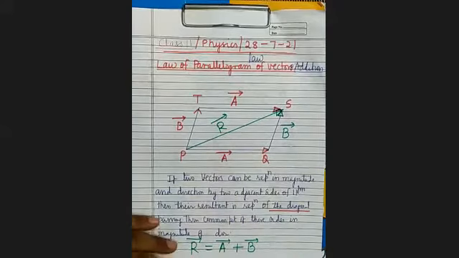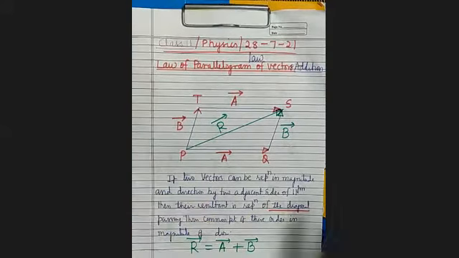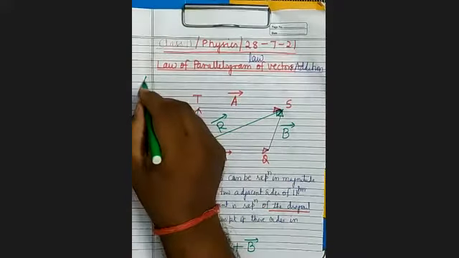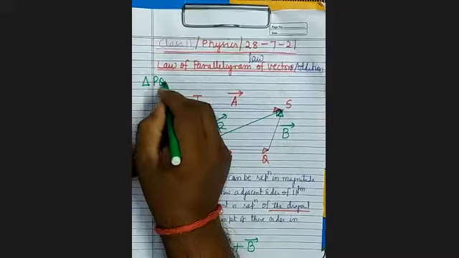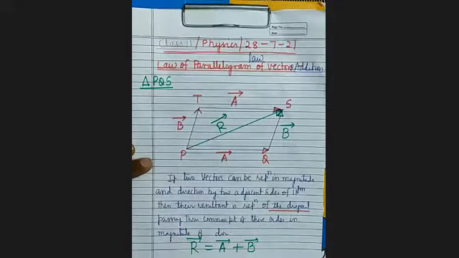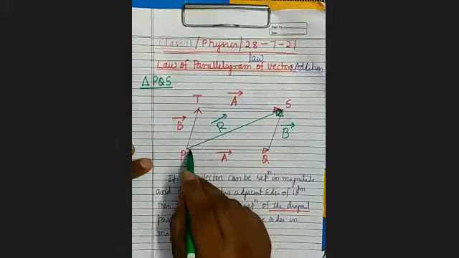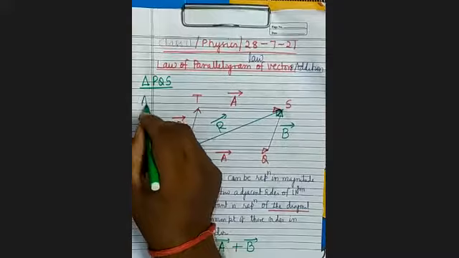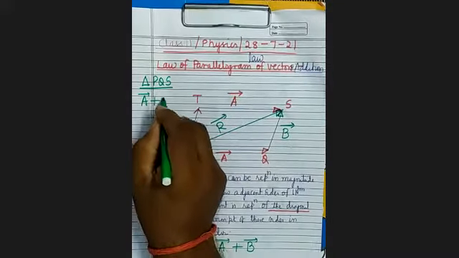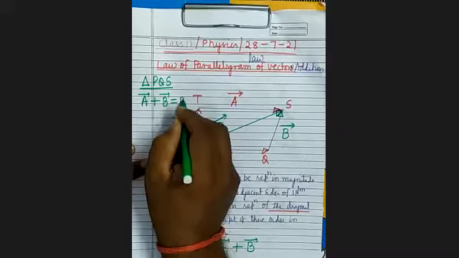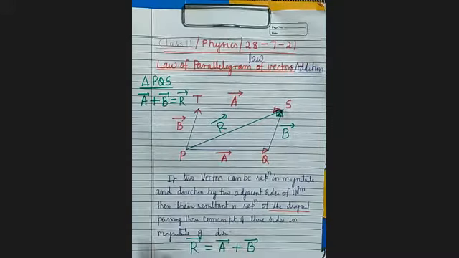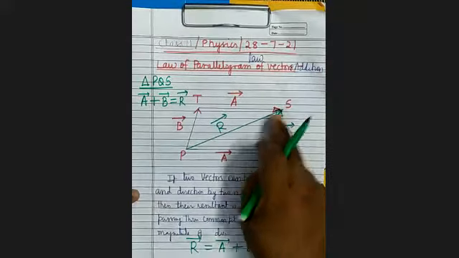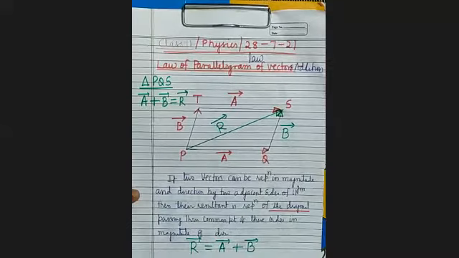Now see here. In triangle PQS, from the triangle law, what will you get? Vector A plus vector B equals vector R. Is it correct or not? In triangle PQS, vector A plus vector B equals vector S.